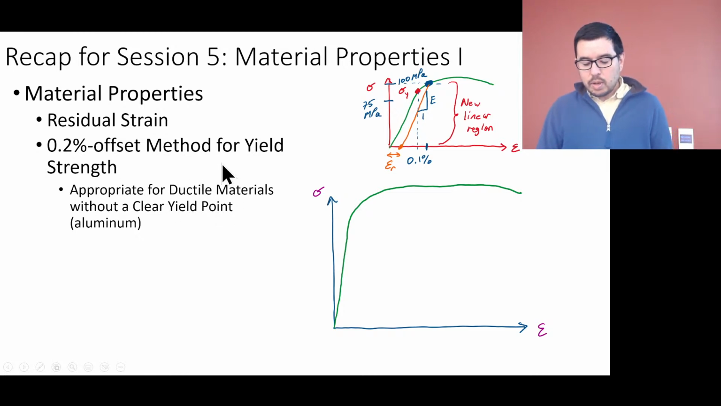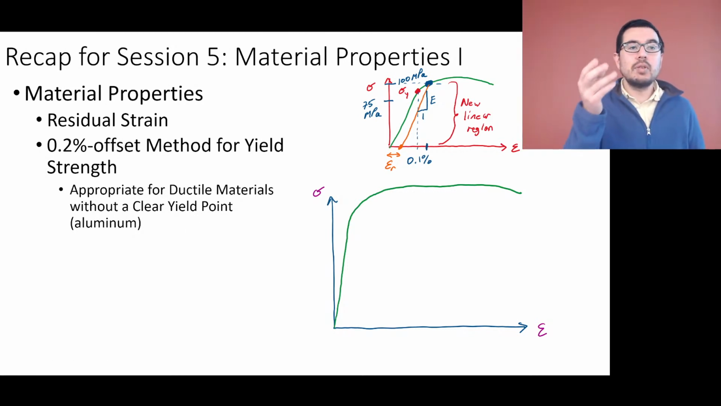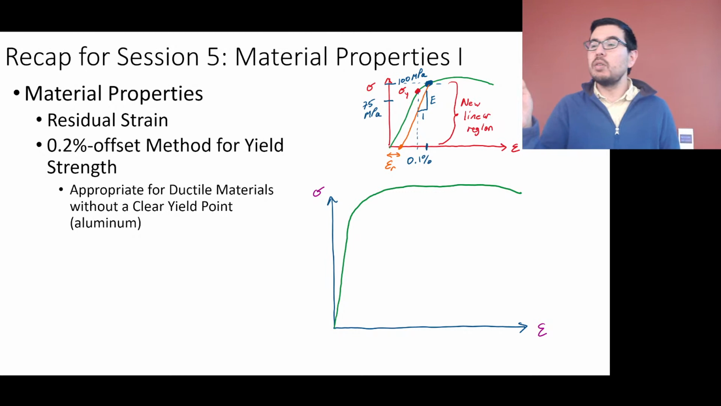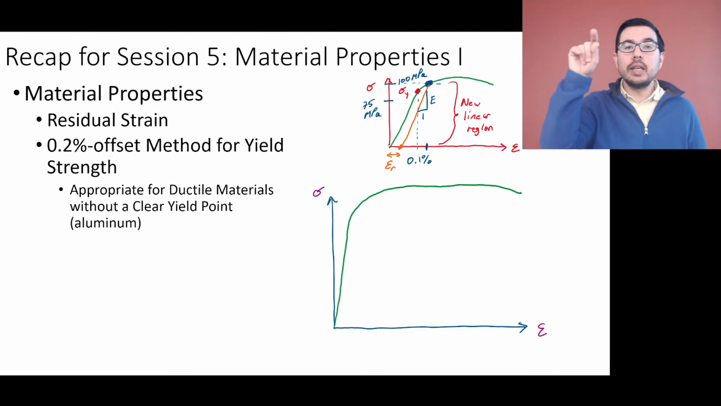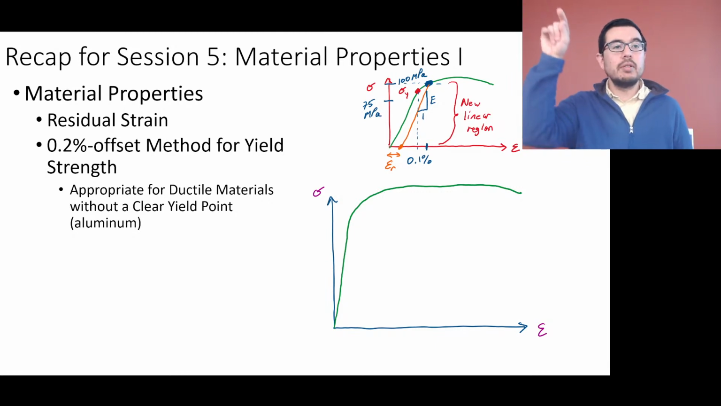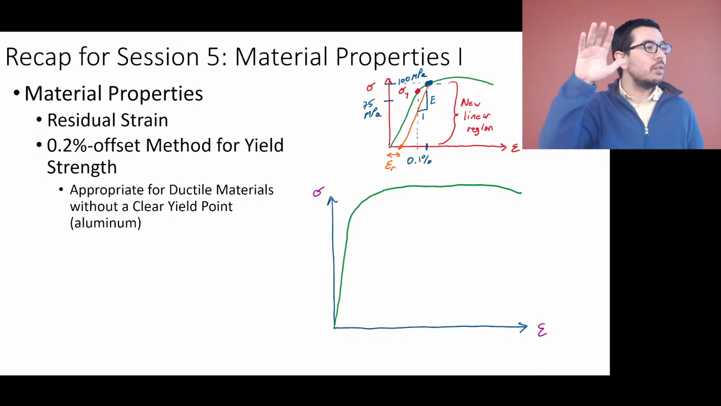Okay, so this is more appropriate for ductile materials without a clear yield point. So we saw one of those stress strain curves for like low carbon steel, and it kind of had like a whoop, and it came back down like a little plateau, and then it started to strain harden. In that case, it's pretty clear where the yield strength or where that yield point is. Okay, it's at that sharp point.